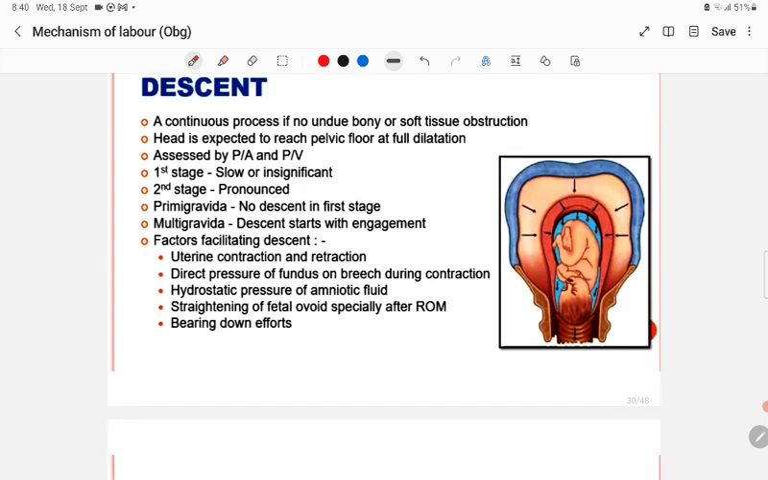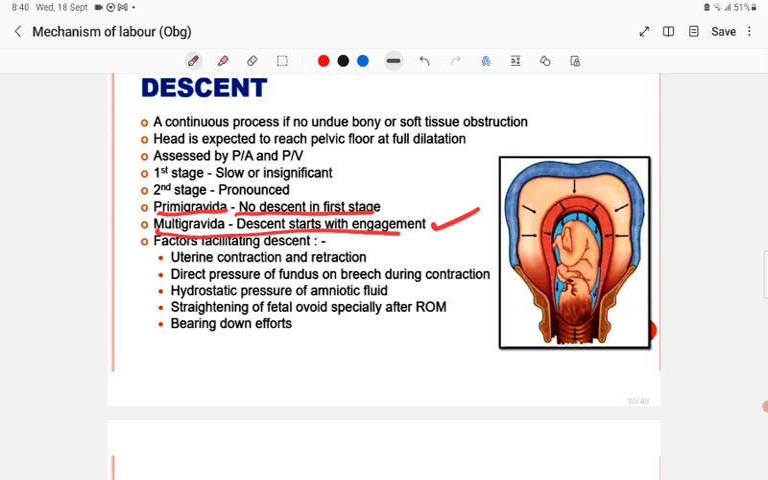In primigravida, there is no descent in the first stage. So in primigravida, engagement occurs early, but descent does not occur in the first stage. In multigravida, descent starts with engagement. In multigravida, engagement starts once the woman goes into labor, that is, with the rupture of membranes or in labor. So descent also starts with engagement.